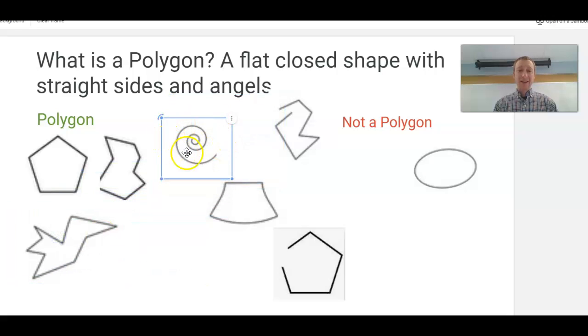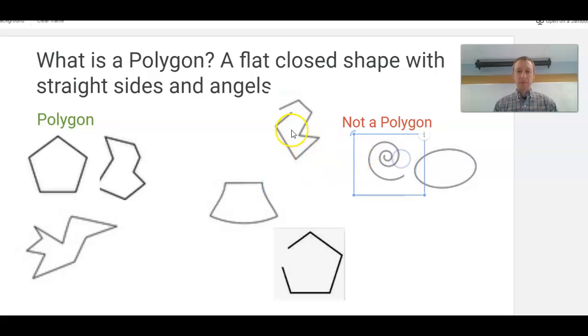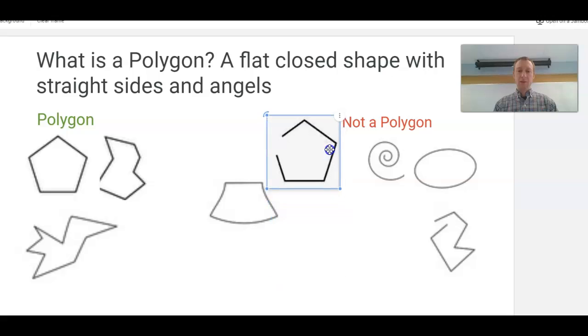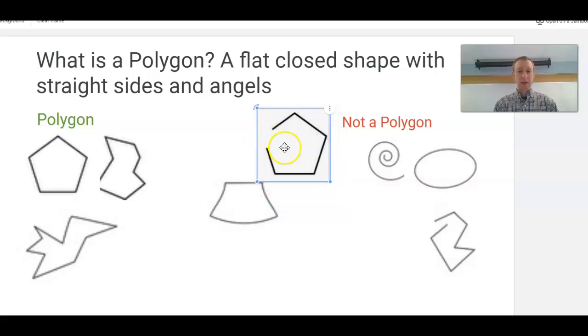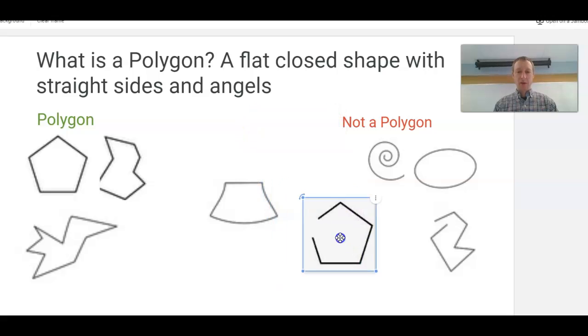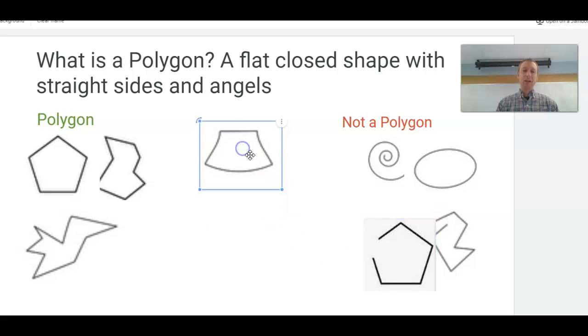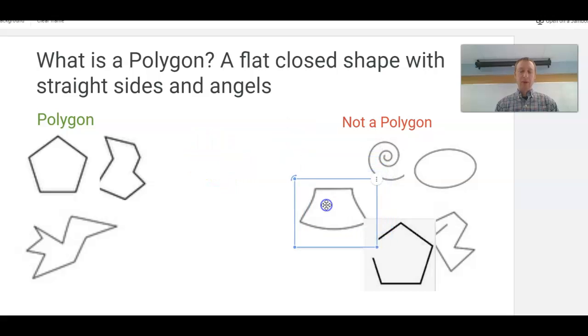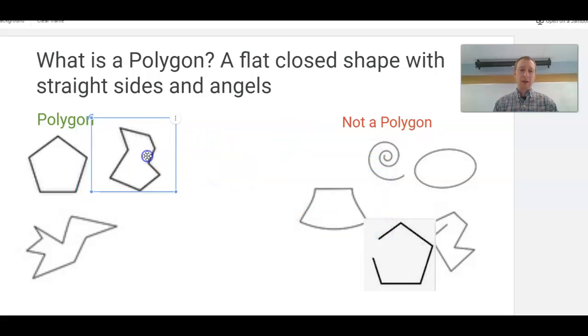Curved sides and it's open, it's not a polygon. This one's open, even though it has straight sides, it's open, not a polygon. This one, straight sides, but look, it's an open shape, so therefore it's not a polygon. And this one, it's closed. It's got mostly straight sides, but this is curved and this is curved, therefore it's not a polygon. All right, so polygons are closed, they have straight sides, and they're flat.